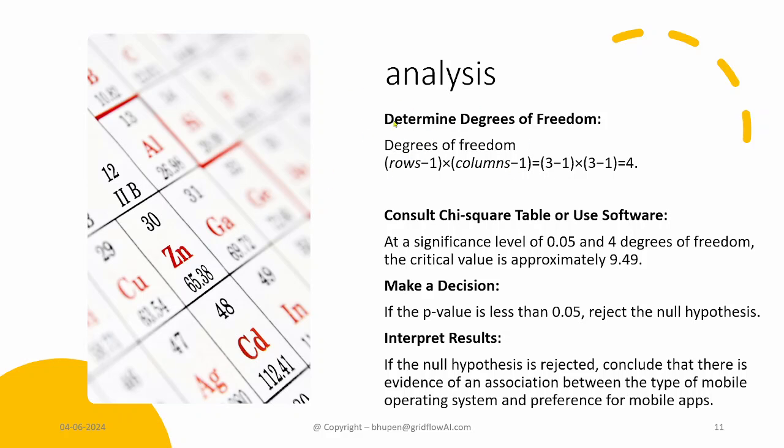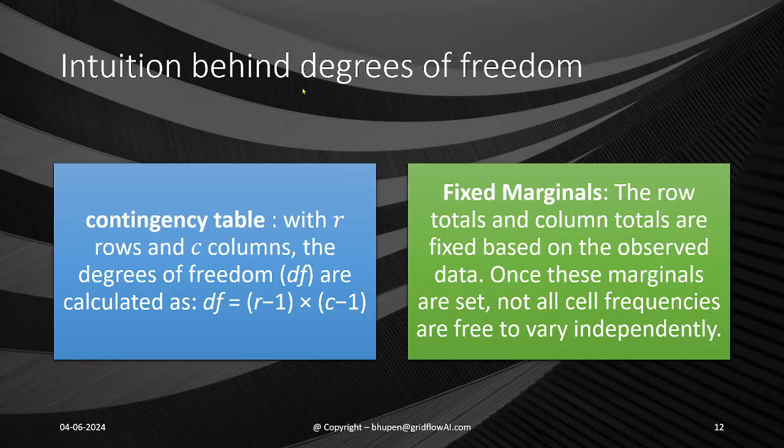Now, in between, we have a concept called degrees of freedom, which we discussed in the lecture on the t-test as well. The same concept is applicable here, and the intuition is the same. The difference is that because we have a row and column grid, with values across the table, we take one minus the rows and one minus the columns, and then multiply.